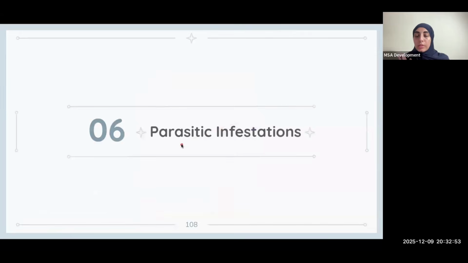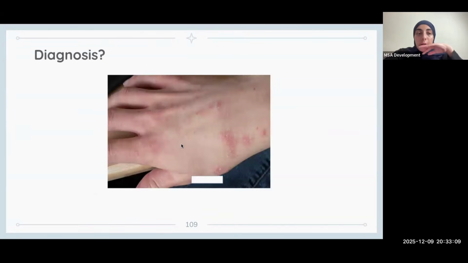And with this, we finish the fungal infections and we go into our last part of today's lecture, which is parasitic infestations. The previous ones were all infection. This is infestation because the parasite is just infesting, like it's just on top, okay? Now, starting with the first one, what is the diagnosis?